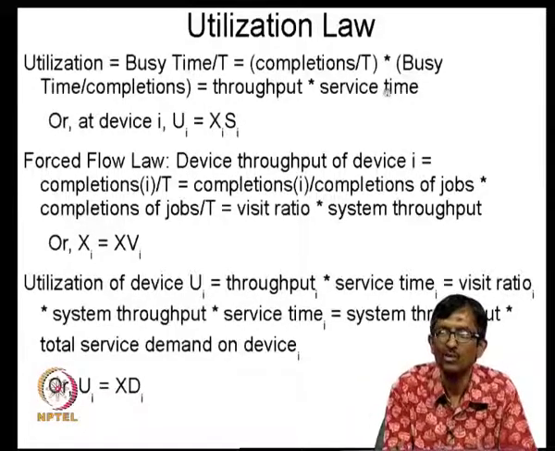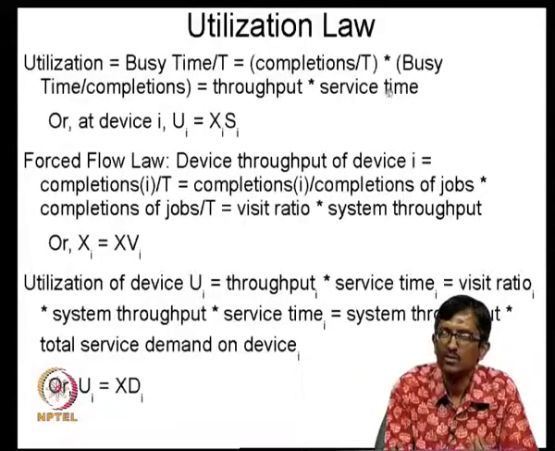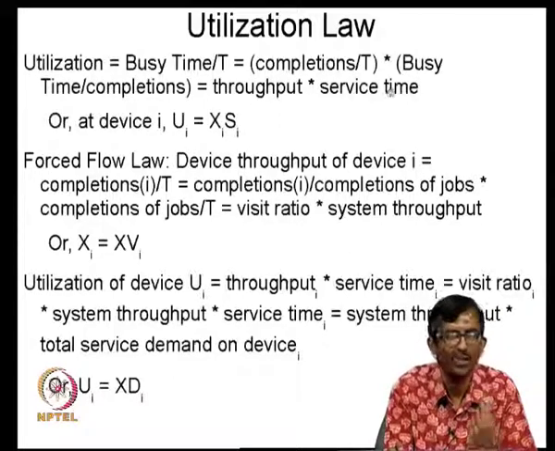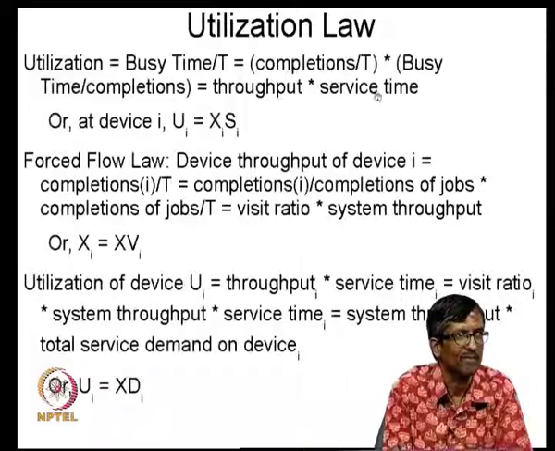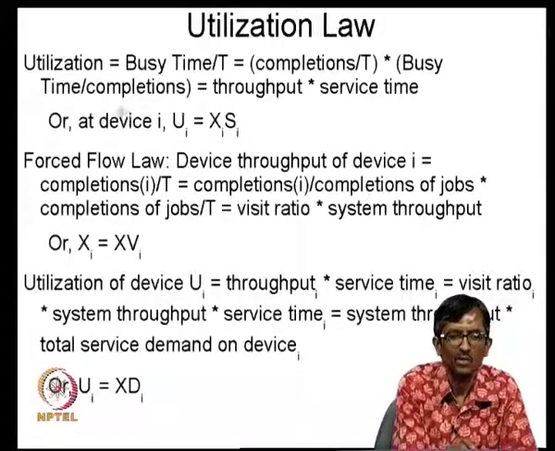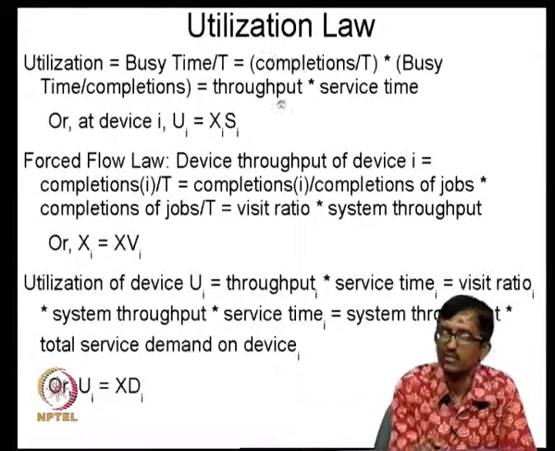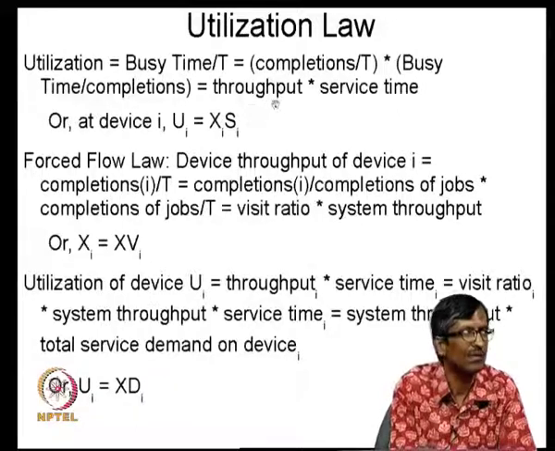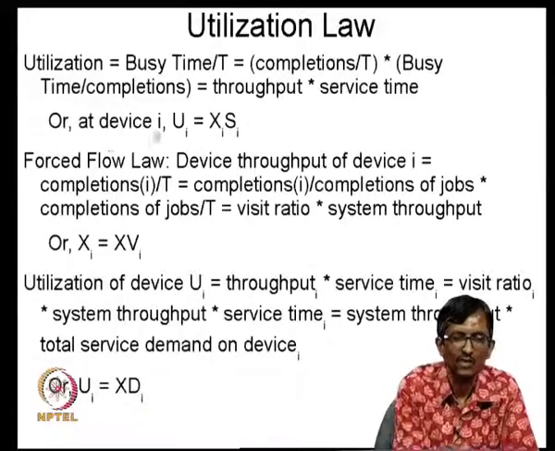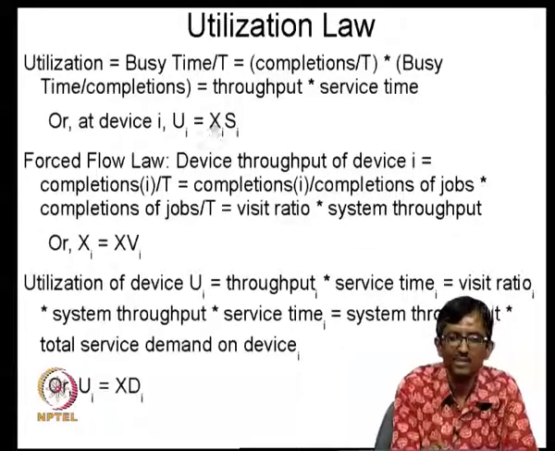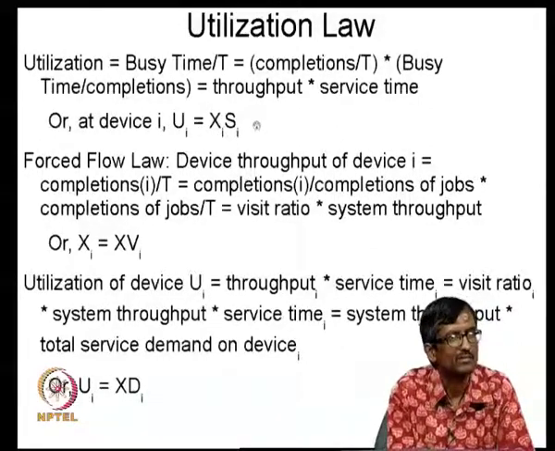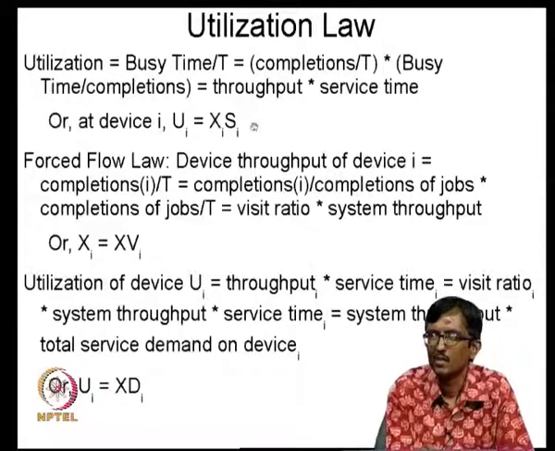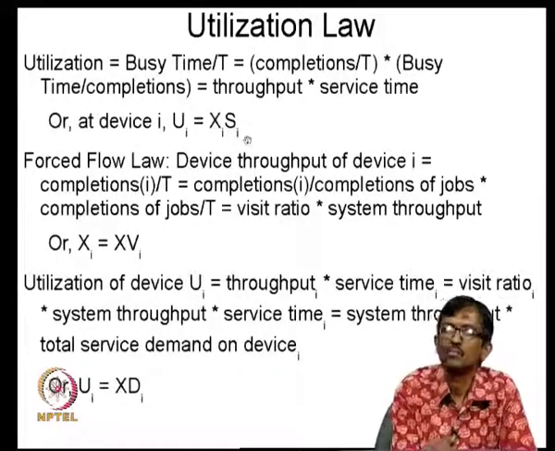There I am busy so much, and I did this number of completions. That means this is how much I am busy for every single thing. That is the amount of service time. And this is true for any device in the system. It could be a disk, whatever. So, at device i, utilization is throughput i into service time. This is a thing you can derive.